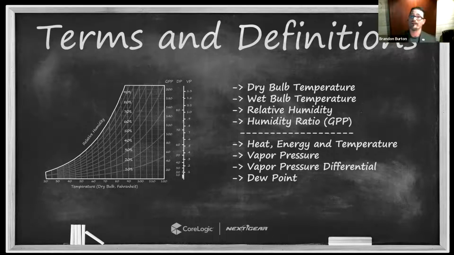Vapor pressure differentials are something we can analyze on the chart. And we have this thing called dew point. So now we're going to transfer from the basic and get into some of the more intermediate and advanced concepts in psychrometry. All right.